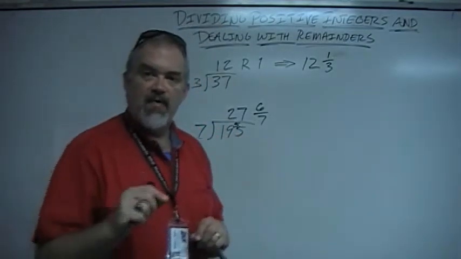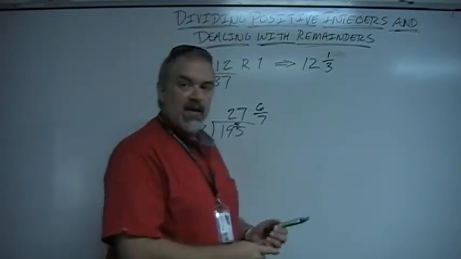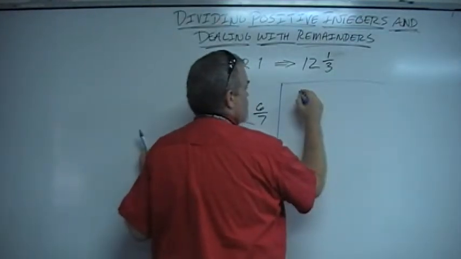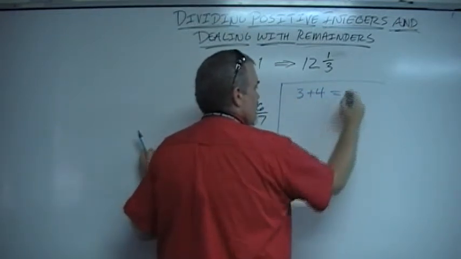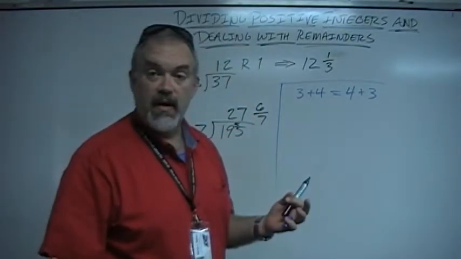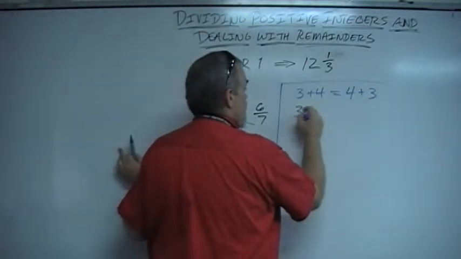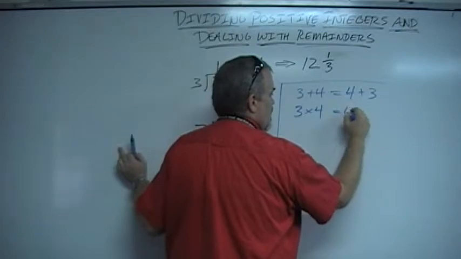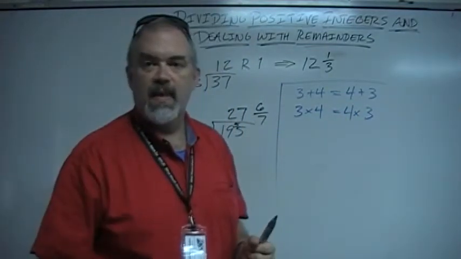We've talked about before the commutative law and the associative law. The commutative law says if I have 2 numbers, let's say 3 plus 4, that's the same thing as 4 plus 3. We're not concerned with what order they're in. The same thing works with multiplication. 3 times 4, which is 12, is the same thing as 4 times 3. Again, the order does not matter.